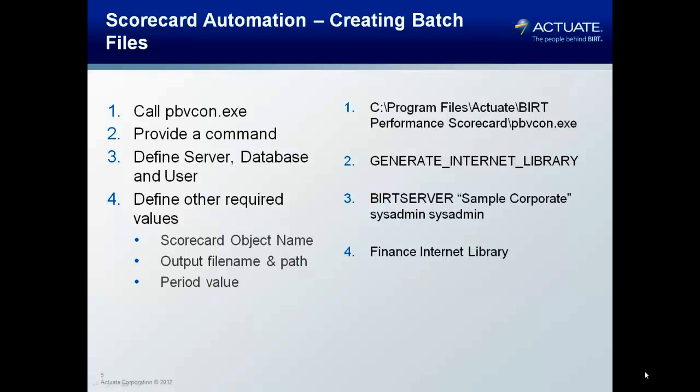Next, we'll define the server, database, and user who are going to be executing this process. And then finally, we'll define any other required values according to the command you've requested. That could be a scorecard object name, an output file name and file path, or a period value. It all depends on the command you're providing.